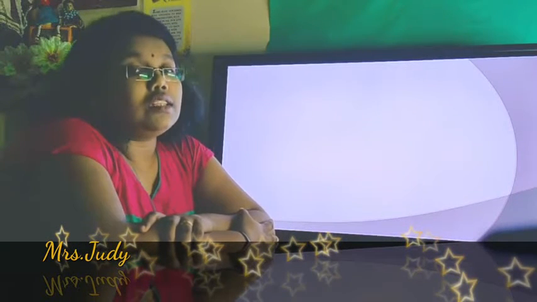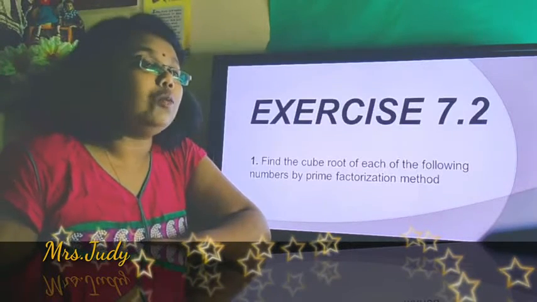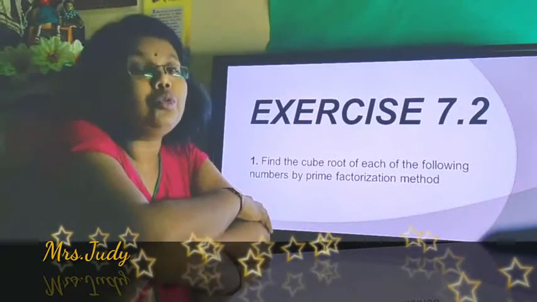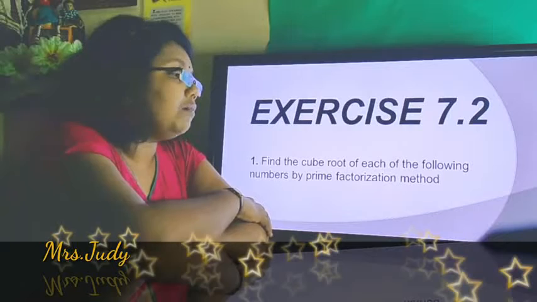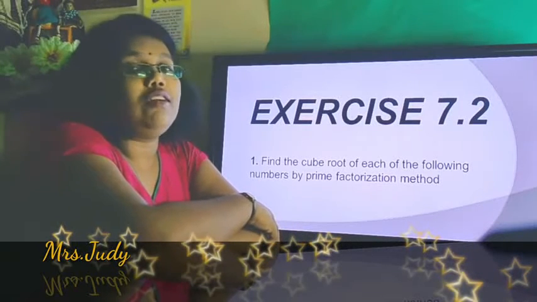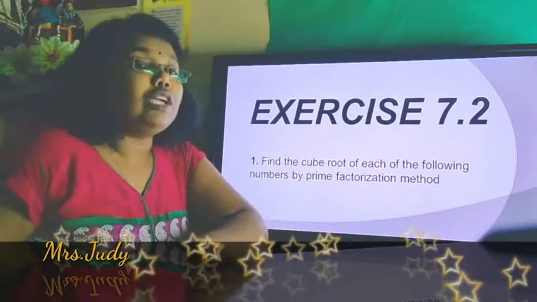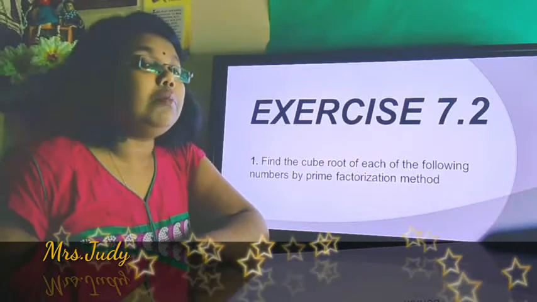Start with our exercise 7.2 in cubes and cube roots. Now 7.2 basically deals with finding cubes and cube roots. So here we have to find the cube root using the prime factorization method. Prime factorization, like I have already told you, is how a number is factorized. We find the prime numbers which could divide that particular number.